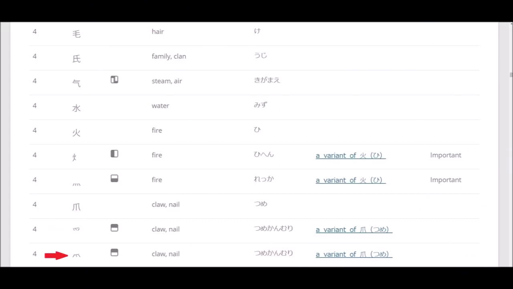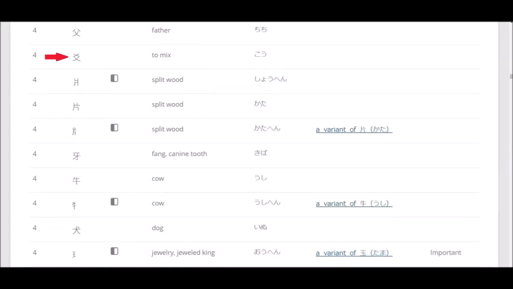Tsume is claws or nails, and then tsume kanmuri. Both of those versions of tsume kanmuri, see the slight difference there. Chichi, which is father. Ko, to mix. Shouhen, split wood. Kata, split wood again, and as you see, it just looks a little bit different. Katahen, which is it all squished into the left side of the kanji. Kiba, fang, canine, tooth. Ushi, cow. Ushi-hen, super squished cow to the left side of the kanji. Inu is dog. And then o-hen, jewelry or a jeweled king.